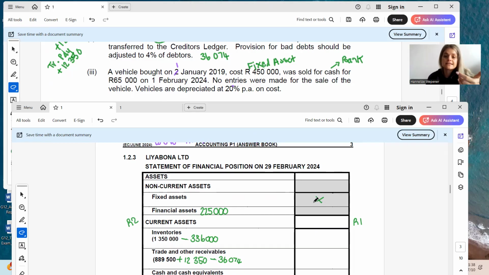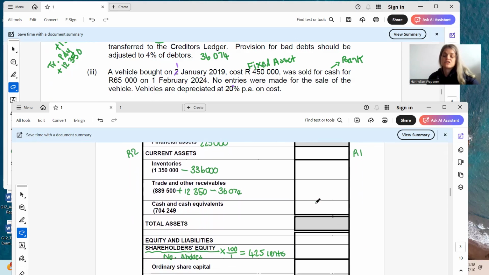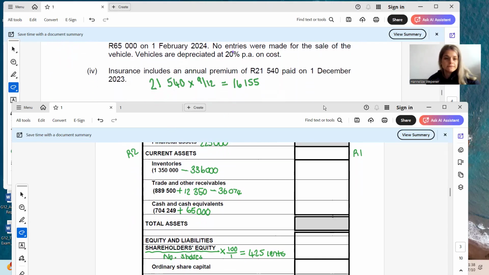Then the next step is that you have to now record how you made this disposal, and that was for cash. So that means that you said credit asset disposal with bank, and bank is increasing with a debit because you received money. If you're still struggling with that, please go back to the asset disposal videos.